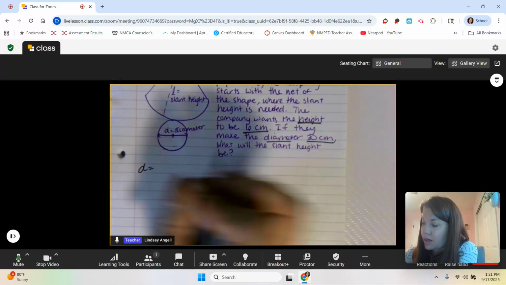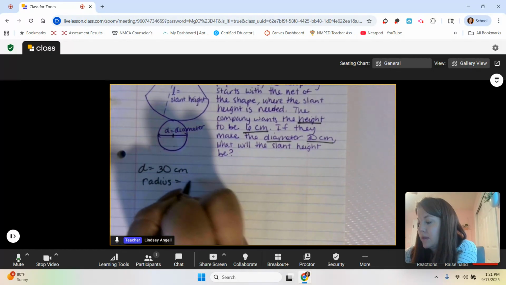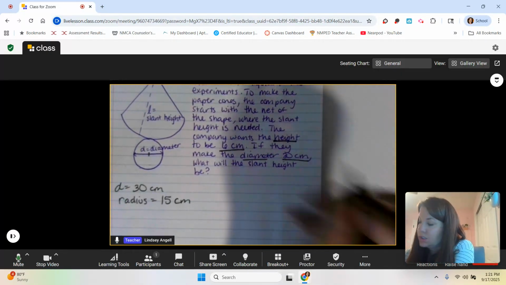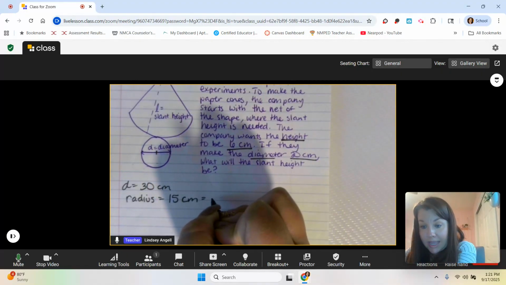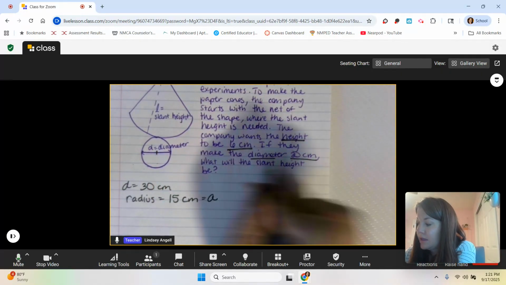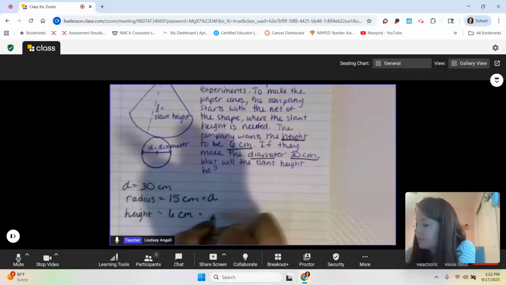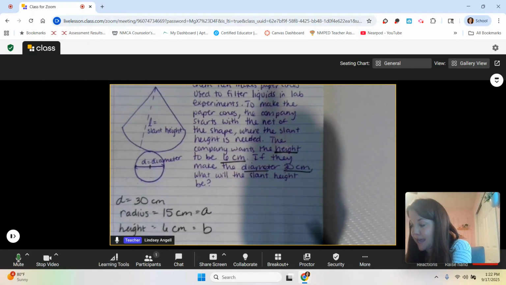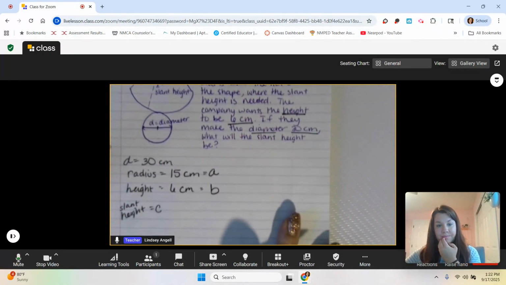So if the diameter is equal to 30 centimeters, then my radius is equal to half that, which is 15. Okay? So this is also equal to one of my legs, so I'm just going to label this as A. And then the height is 6 centimeters. I'm going to label that as B, right? Those are my two legs. We're looking for the slant height, right? Slant height is going to be equal to C, okay?